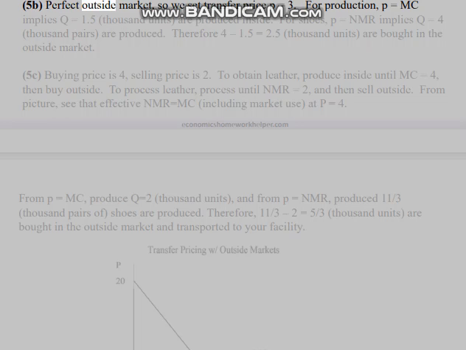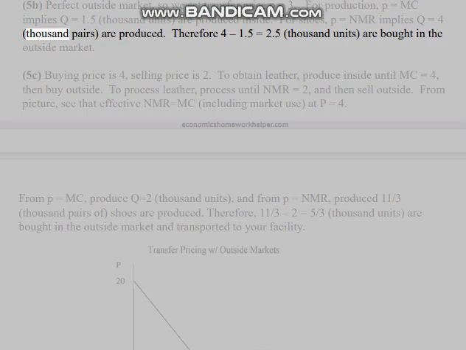5b. With a perfect outside market, we set the transfer price P equals 3. For production, P equals MC implies Q equals 1.5 thousand units are produced inside. For shoes, P equals NMR implies Q equals 4,000 pairs are produced. Therefore 4 − 1.5 equals 2.5 thousand units are bought in the outside market.